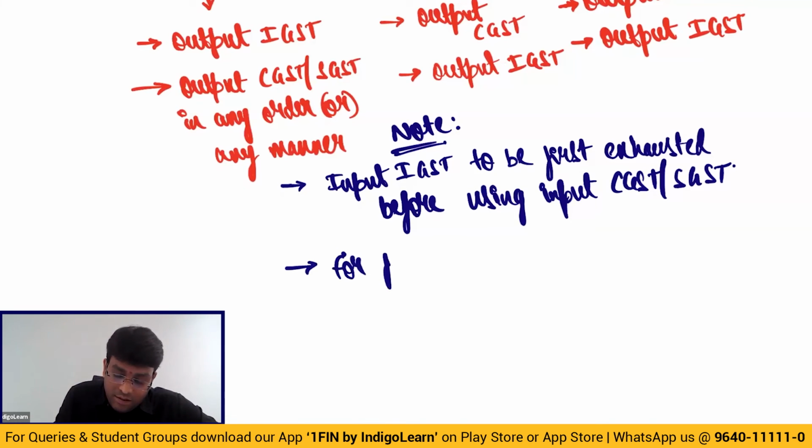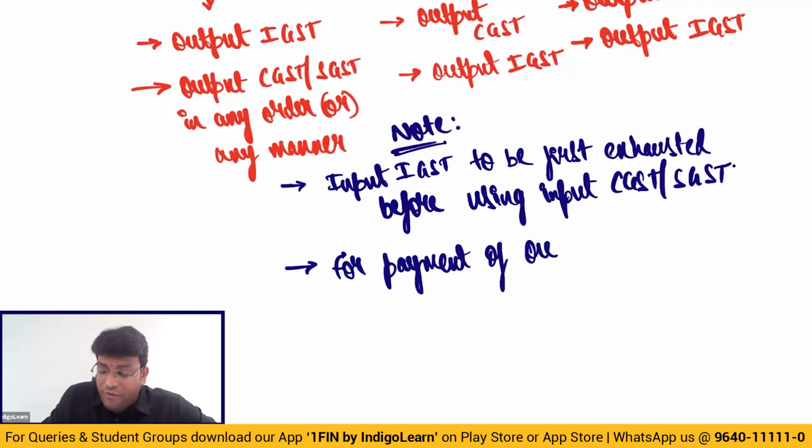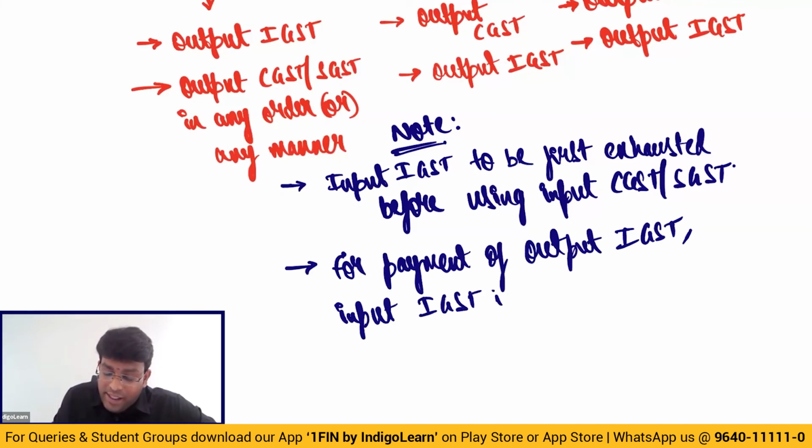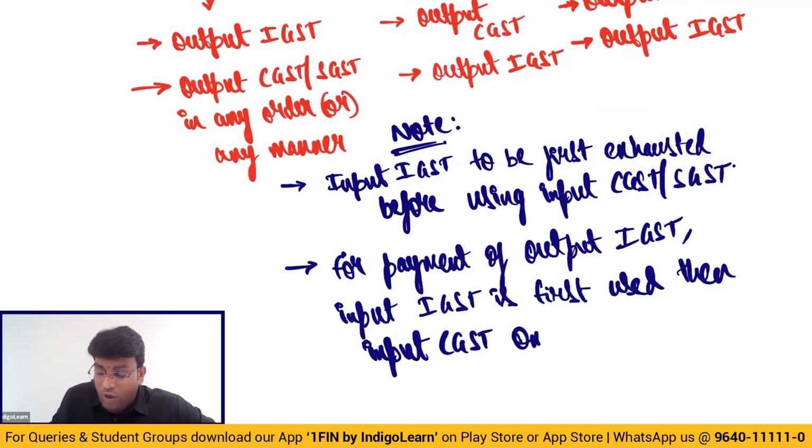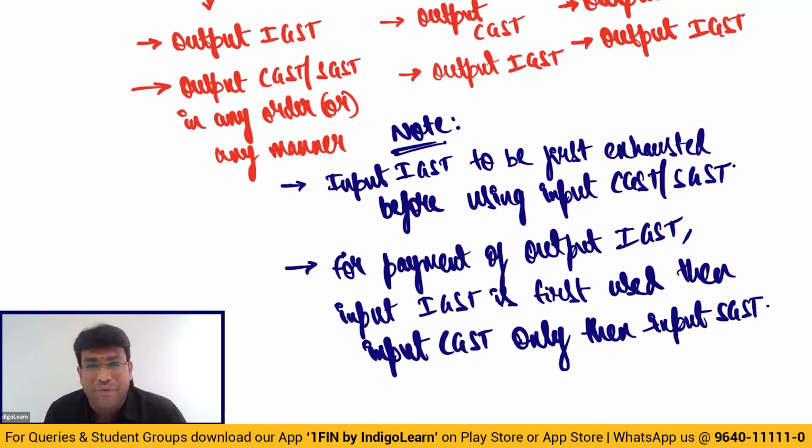Next point. For payment of output IGST, input IGST is first used. Then input CGST is used. Only then input SGST is to be used. I hope you are getting clarity on this point, my dear friends. So for payment of output IGST, first use input IGST, then only use input CGST, and only then use input SGST, guys. I'm sure we are getting clarity on this point, everyone. Guys, does this point make sense for all of us? Very good. Let's take one small example so that we get complete clarity of thought on this.